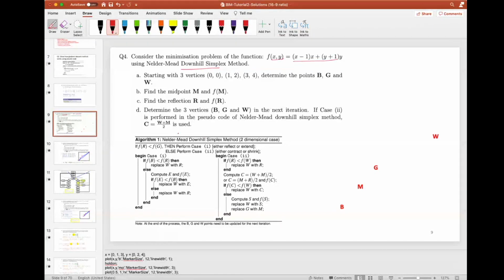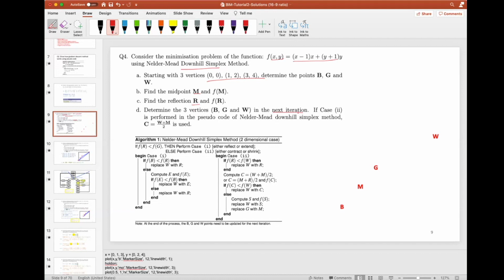In this question, we start with these 3 vertices. I just randomly pick them. Usually they are confined in a small region. If you choose a very large triangle, this algorithm actually works as well. But anyway, I just randomly pick these 3 vertices, and then we are going to find M and R, and then determine the 3 vertices in the next iteration. This is what the question asked.